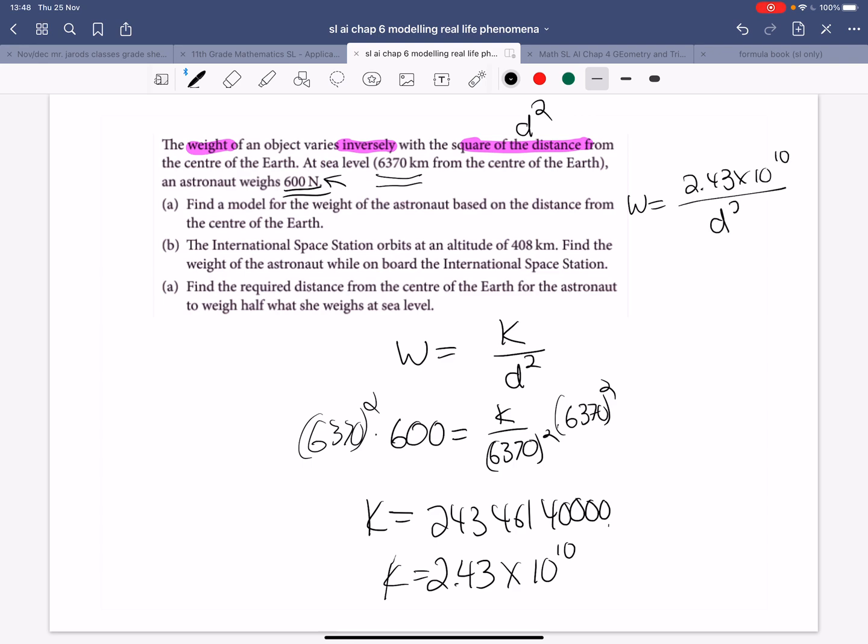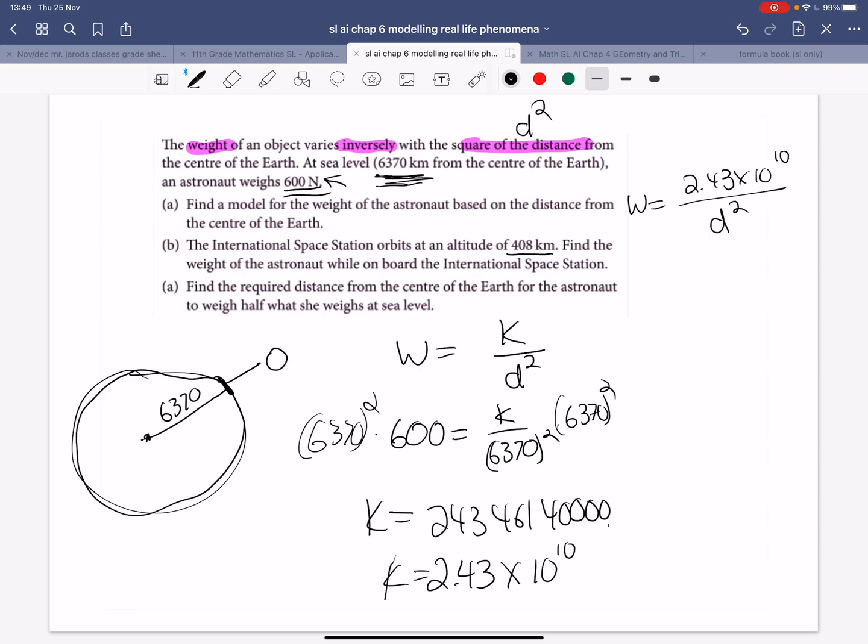The International Space Station orbits at an altitude of 408 kilometers. Okay, so this is 408 kilometers above the Earth. But we also know sea level is 6,370 kilometers. Sea level is just right on the Earth. The level spot where water goes to. So it's not a mountain and it's not a valley below sea. It's always at sea. So that's 6,370.